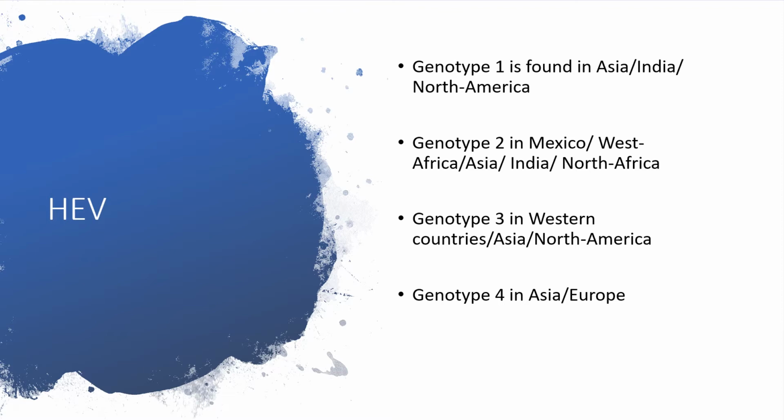Genotype 1 is found in Asia, India, and North America. Genotype 2 is found in Mexico, West Africa, Asia, India, and North Africa. Genotype 3 is found in Western countries, Asia, and North America. Genotype 4 is found in Asia and Europe.